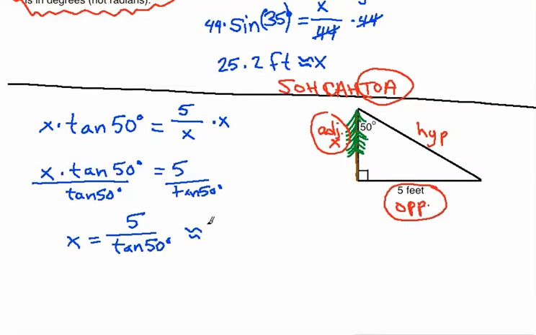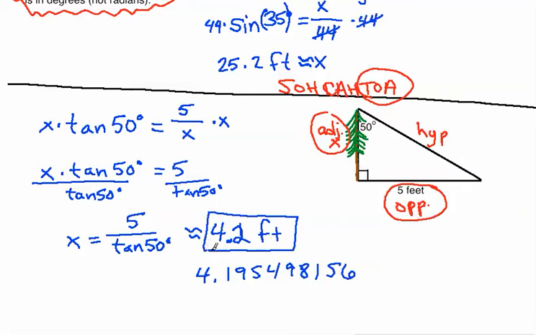And that is approximately 4.2, we'll round to the nearest tenth, so 4.2 feet tall. You really get a number more like 4.195498156, just to double check. But if we're rounding to the nearest tenth, that would be how you approach it. Alright, so that's how you use trigonometry to find a missing side if you're given an angle and one side.